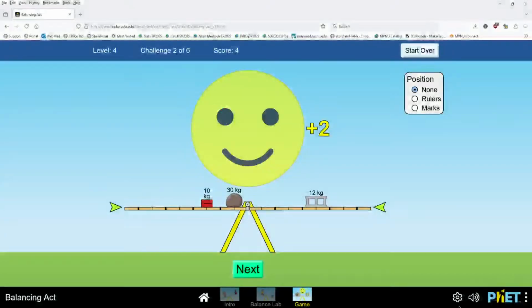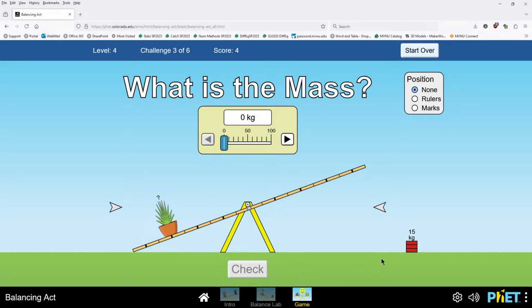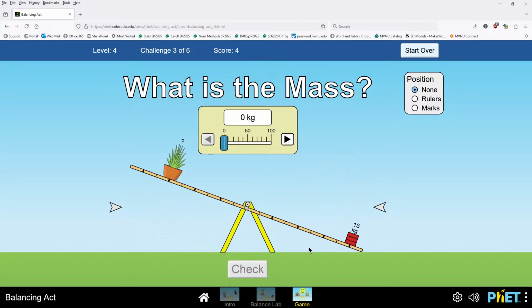Let's go back to the smiley face, because it's always nice to start the day with a happy place. So let's see. We want to know how massive is this potted plant? So let's use moments to figure it out. To do this, they give you this 15 kilogram mass, and we can plop this down and see what happens. If we put it 1 unit from the middle, nothing happens. If we put it out here at the edge, that's 8 units from the middle, crashes down.